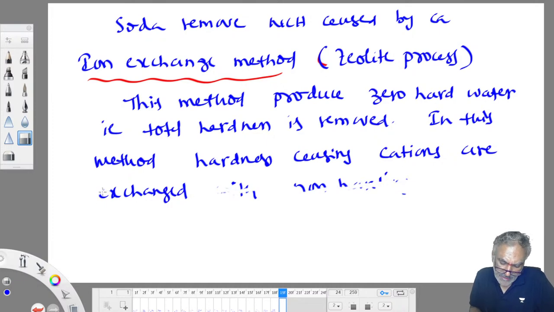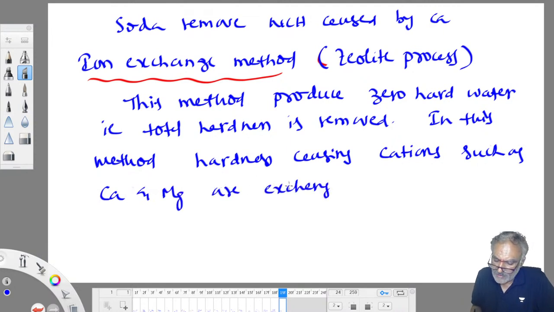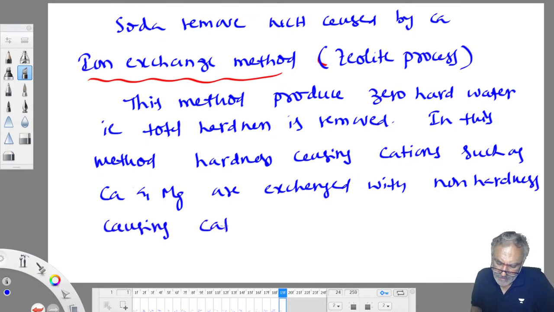What are the hardness causing cations? Calcium and magnesium are exchanged with a non-hardness causing cation such as sodium. So calcium and magnesium are exchanged with sodium, that's why it's called ion exchange process. So that exchange happens at a place called ion exchanger.